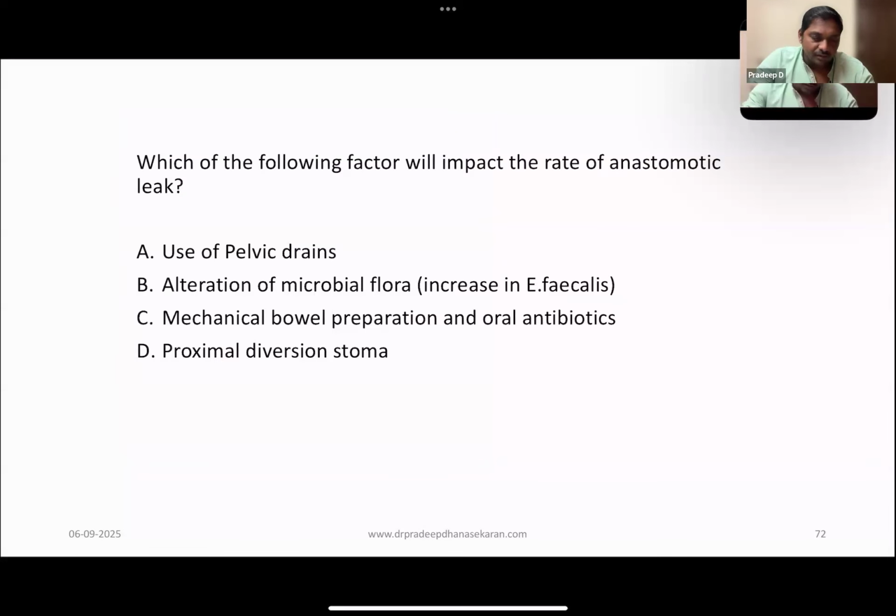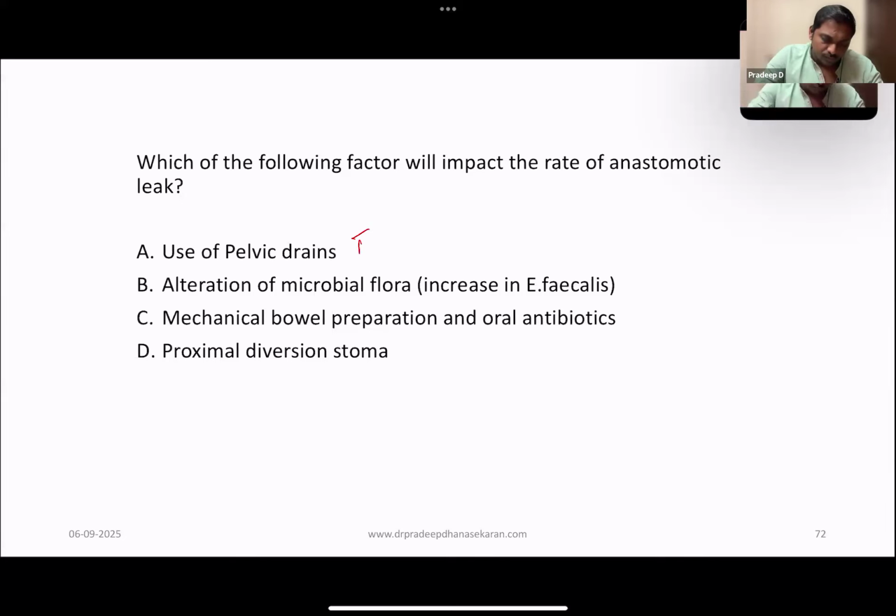So let's answer this question. Which of the following will impact the rate of anastomotic leak? That means the factor can be either preventive or aggravating the risk of anastomotic leak. Use of pelvic drains is debatable, because some studies tell that it has decreased the rate of anastomotic leak by removing the fluid collection in and around the bowel and decreasing the septic complication. In some cases, it is introducing infection and eroding the bowel, causing anastomotic leak. So either way, it has an impact.